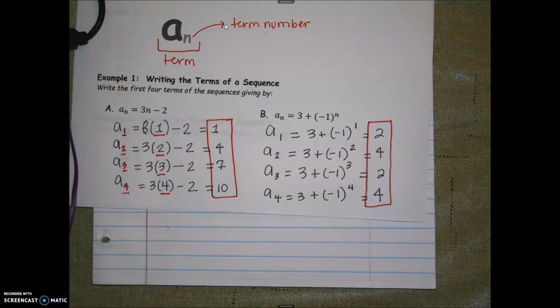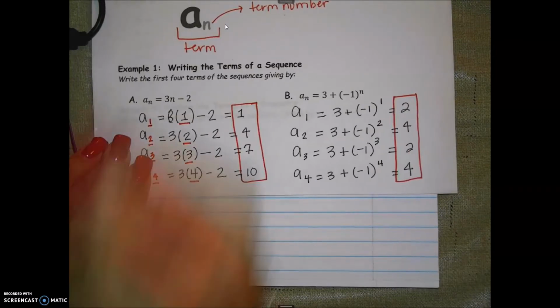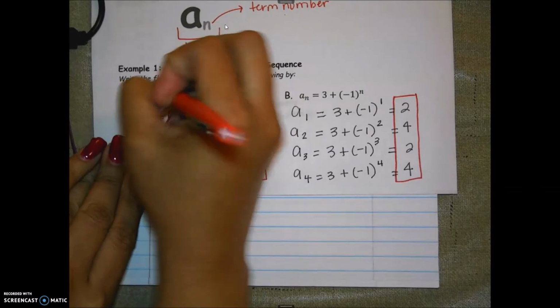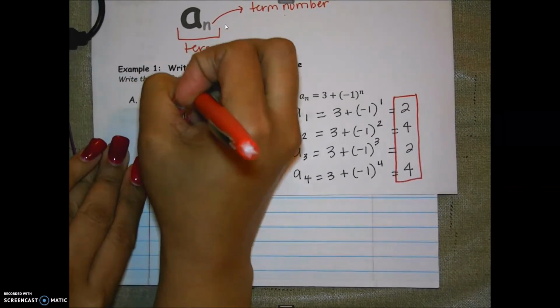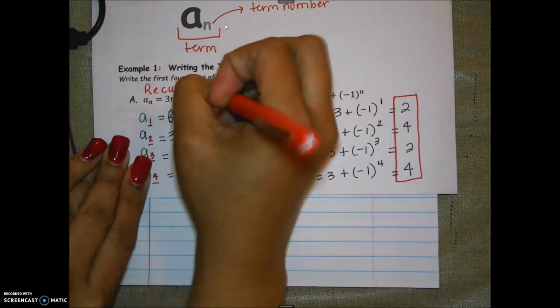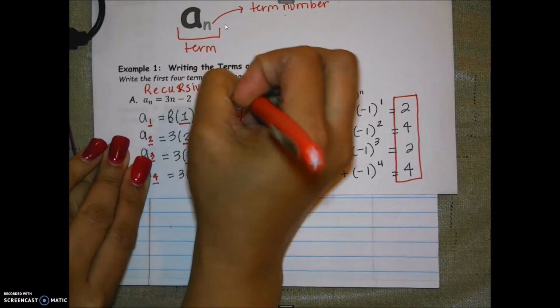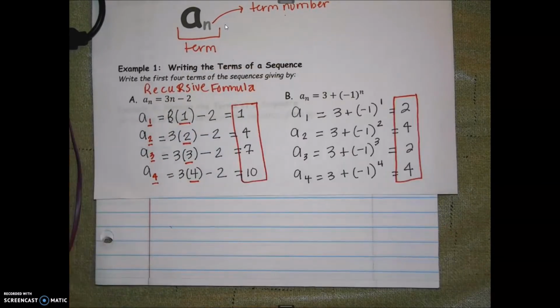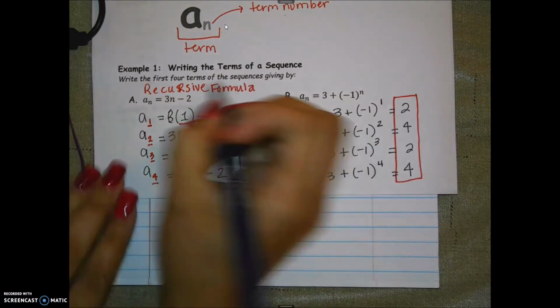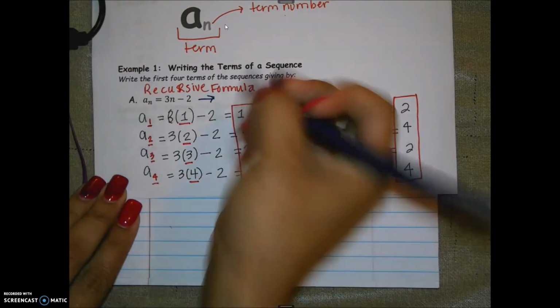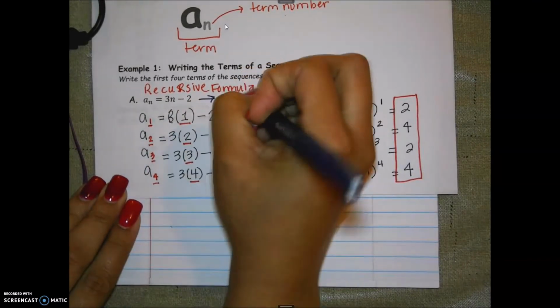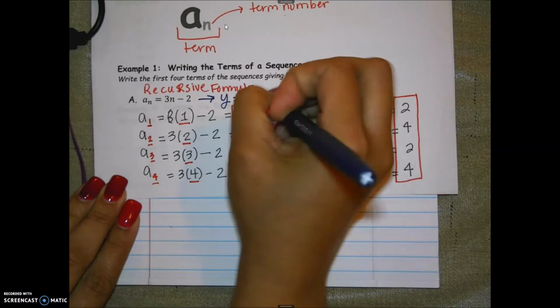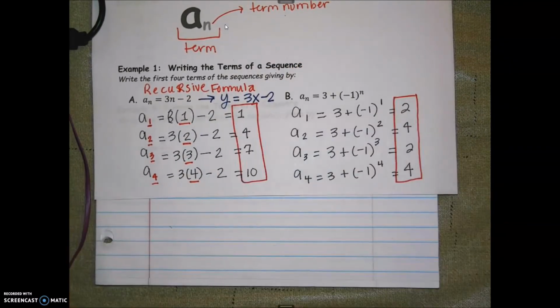Another thing to note is how the equation is written. A sub n is used when you are writing a recursive formula. Now that really doesn't mean much, but I want you to know there is another way to write this same equation. You may have noticed that you can write it as y equals 3x minus 2. This is called an explicit formula.